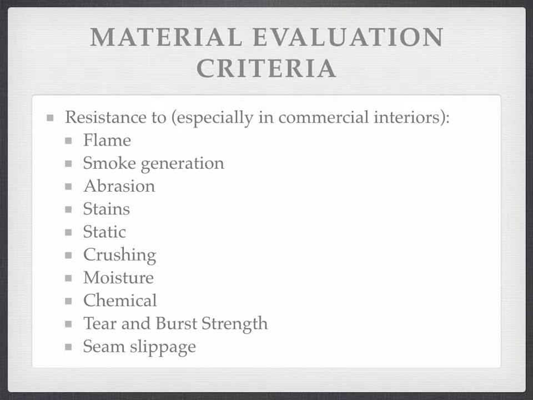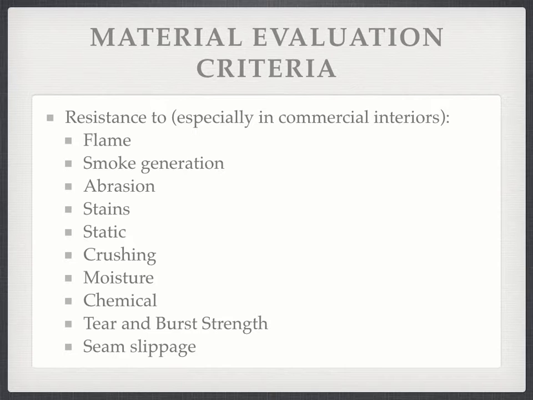Static is important anywhere that there's sensitive equipment, so think things like hospital monitors. Those types of machines can be disrupted by different types of electrical charge. Moving drapery, for example, in a hospital room could transfer electrons and create a static cling, which could interrupt the machinery that's running. Crushing is when a fiber flattens out where weight is being applied, where you're walking or sitting, and appears worn and not usable anymore or looks like it needs to be replaced, even though it could still be in good shape.